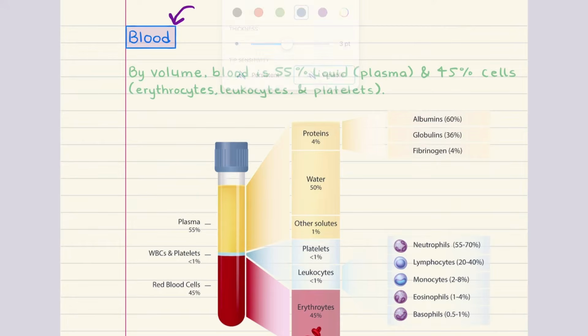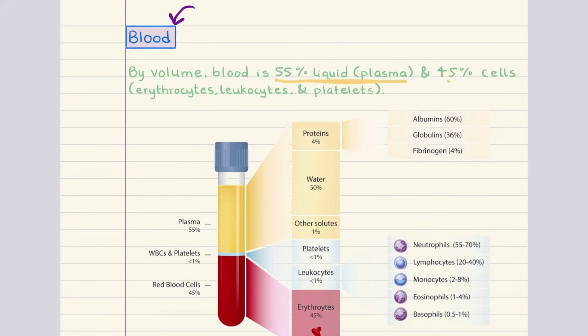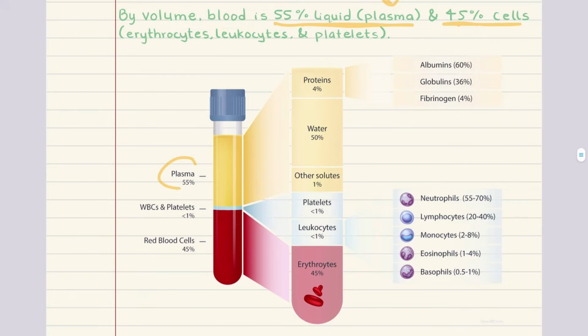Now, by volume, blood is about 55% liquid and 45% cells. The liquid portion is called plasma, and the cellular portion includes red blood cells, white blood cells, and platelets. Let's start with discussing the plasma. Plasma is a pale yellow fluid that makes up just over half of our blood volume. It's mostly water, but it also contains proteins, hormones, nutrients, waste products, and even clotting factors.